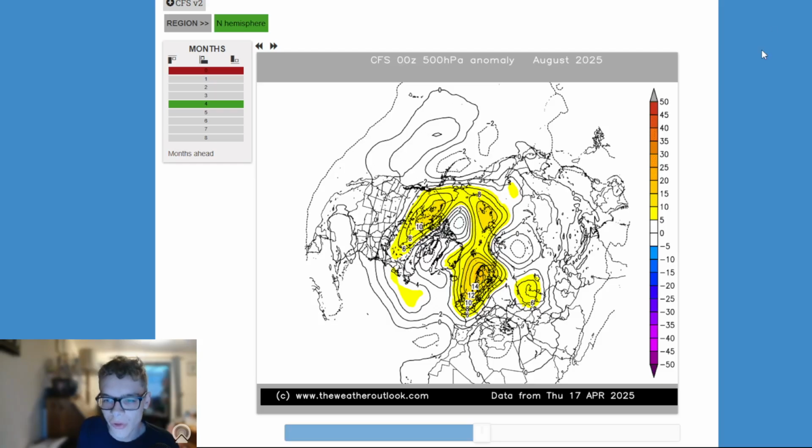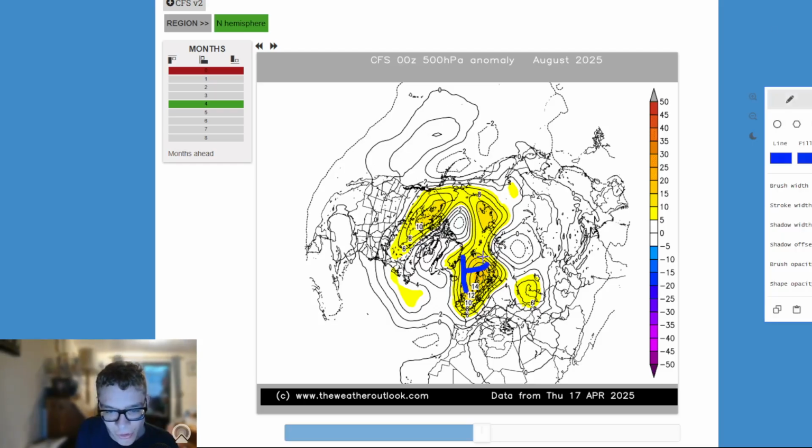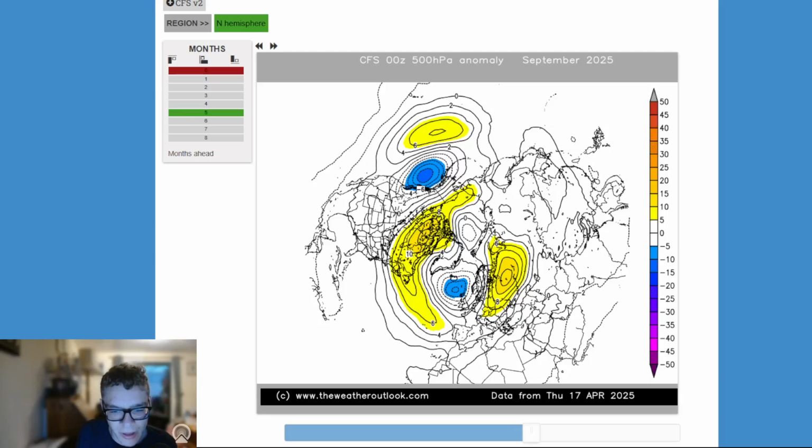August, however, does look quite alright, to be fair. High pressure's over the top of the country, bridging through west of you. It might not be ridiculously hot, but again, the wind's in from the east. That's pretty good, I must say. And then September, well, we don't care. But it looks more unsettled with low pressure in from off the Atlantic.